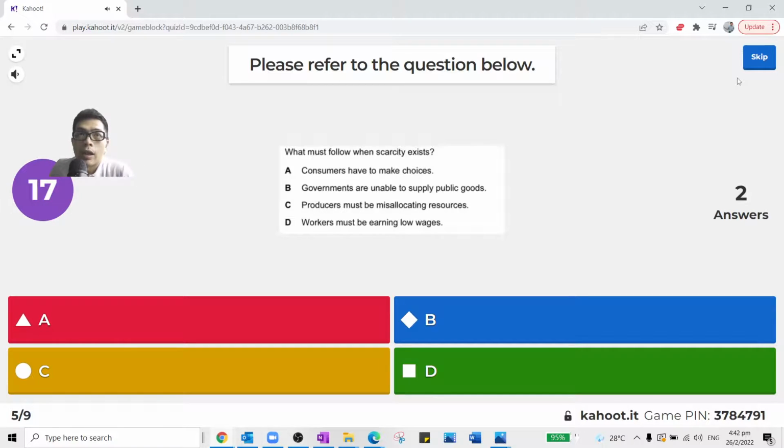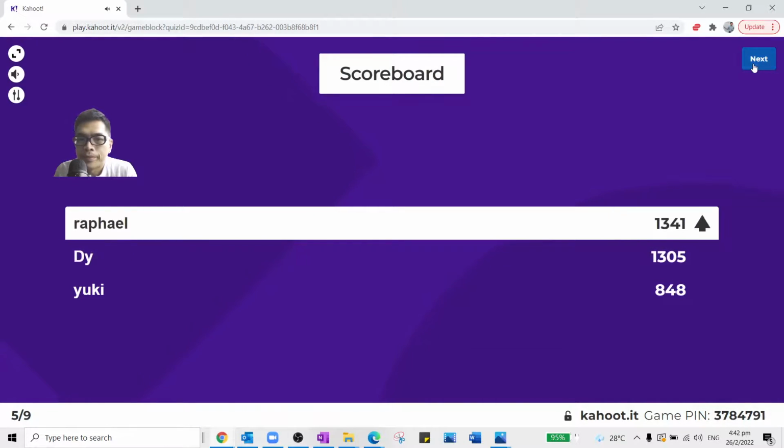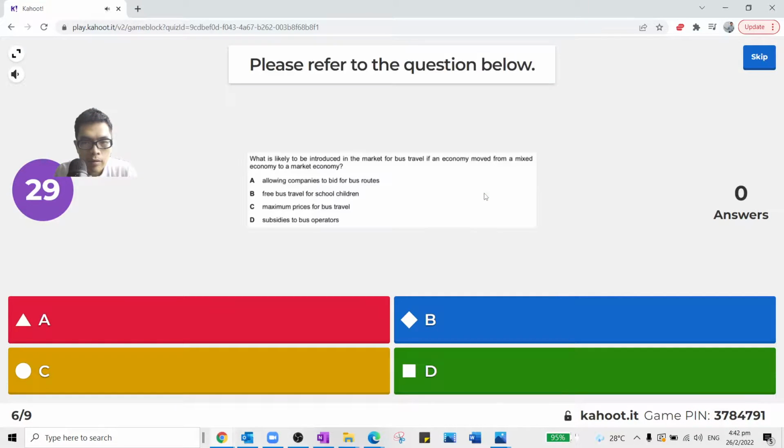Okay, we covered this last week. So it follows with choices and opportunity cost incurred. What is likely to be introduced in the market for bus travel if an economy moves from a mixed economy to a market economy? I did not cover different economies earlier on, but I don't think it will be tested. It's a fun question to do.